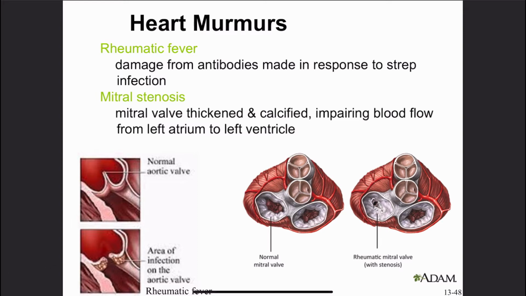Similarly, we have other clinical examples here. Rheumatic fever is caused by production of antibodies that are going to attack the tissue here. And so maybe they attack the tissue of the aortic semilunar valve, and that can impact the valve function. Or there's something called mitral stenosis, which is going to impact that bicuspid valve, where the bicuspid valve gets thickened and calcified, and the mitral valve is not working as it should, so it's going to impact the blood flow from the left atrium to the left ventricle.